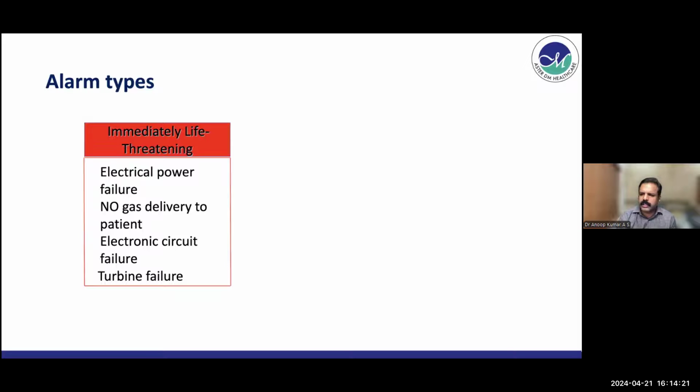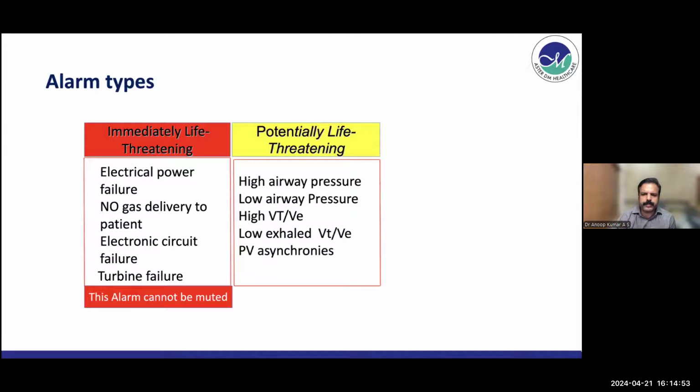There is also electronic circuit failure, which rarely happens. And sometimes you have a turbine failure. What is this turbine failure? The ventilator can work in 2 ways. One way, you have medical air and medical oxygen, which are blended together, and the desired FiO2 is given. Sometimes in small ICUs or in a transport ventilator, you don't have medical air. Instead there will be a turbine. So if there is a turbine failure, again the delivery of gases will be impaired. None of these alarms can be muted as well.